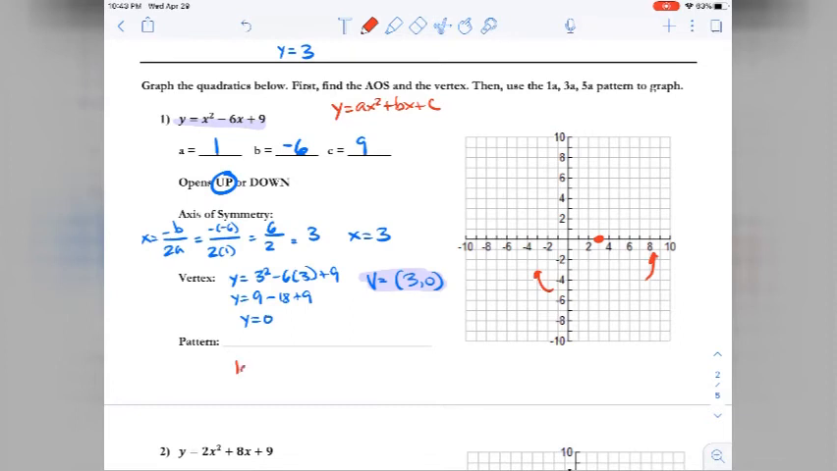So here, we're going to say 1a, 3a, and 5a. And again, since our a is 1, then 1 times 1 is 1, 3 times 1 is 3, and 5 times 1 is 5. So now we're able to go and graph 1 out, 1 over, 1 more out, and then 3 up, 1 more out, and then 5 up. And since it's symmetrical, we know that it's going to look the exact same way on both sides of the axis of symmetry. And so now we have our graph.